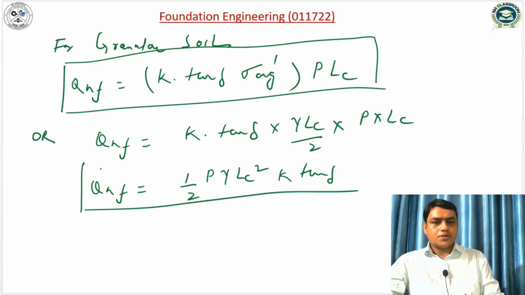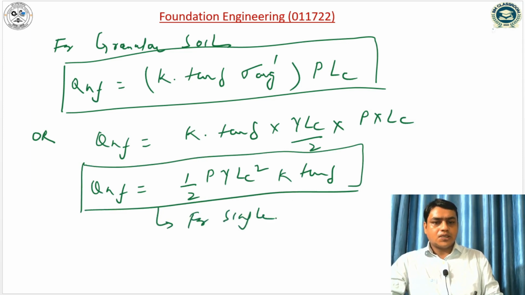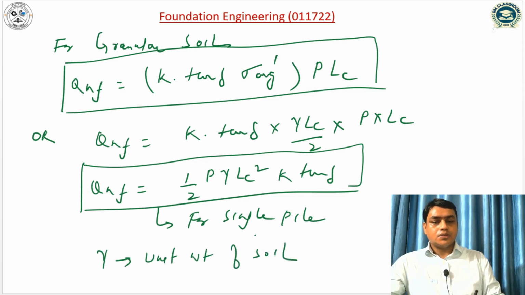So with the help of this, we can compute the negative skin friction for single pile in granular soil, where K is the earth pressure coefficient, delta is the wall friction angle, the frictional angle between pile and soil, and LC is the length in which negative friction occurs, and P is the perimeter of the single pile, and gamma is the unit weight of the soil.